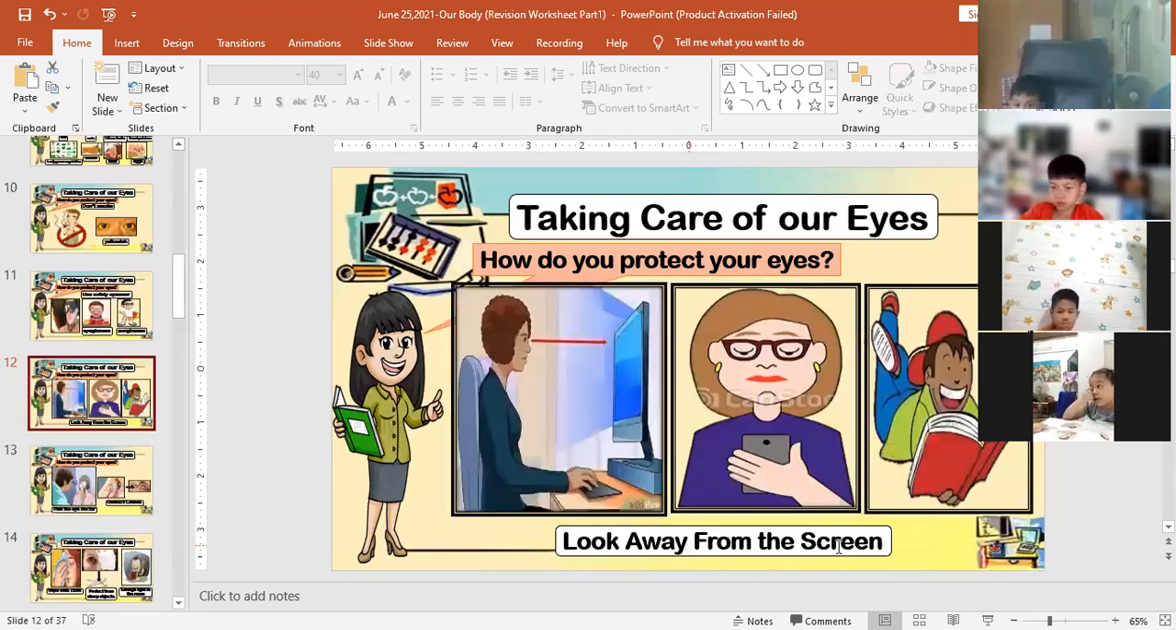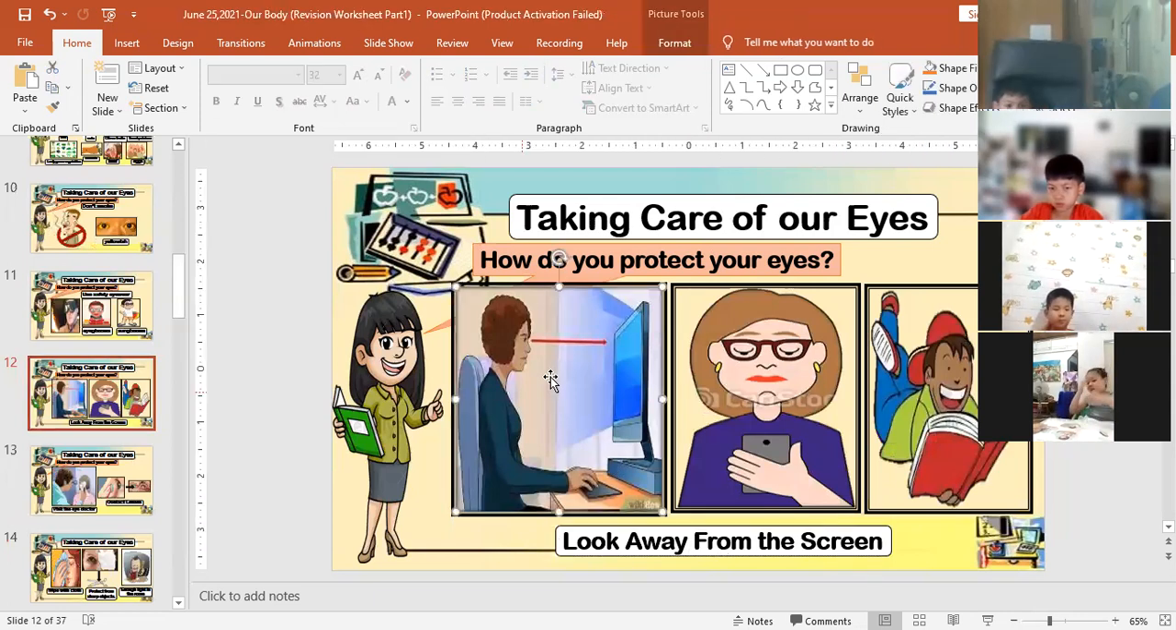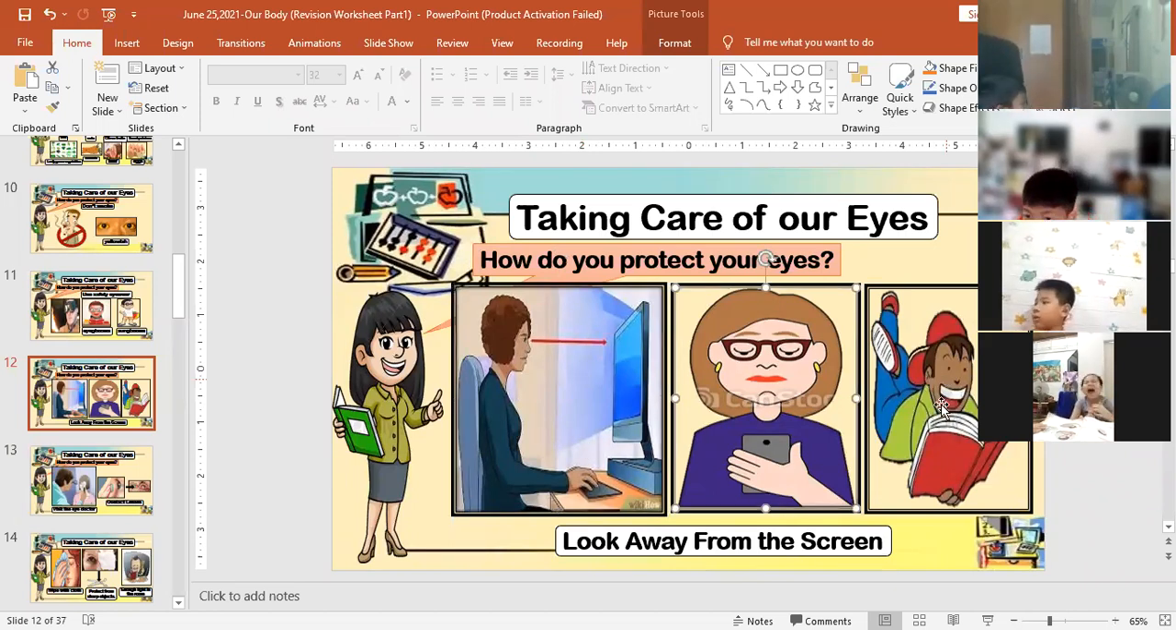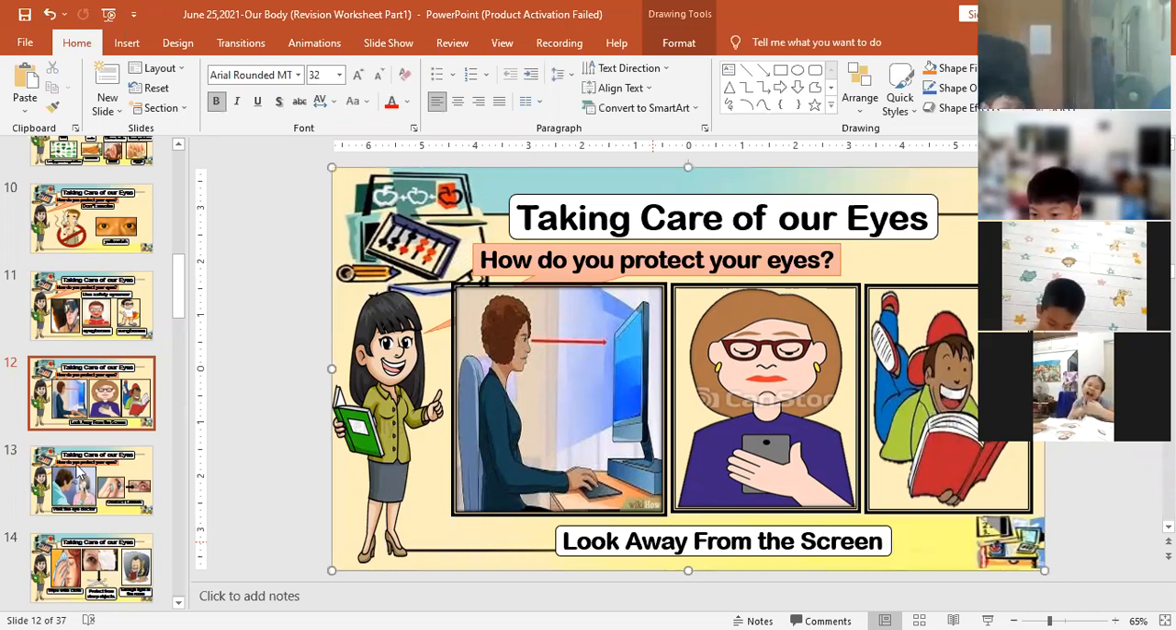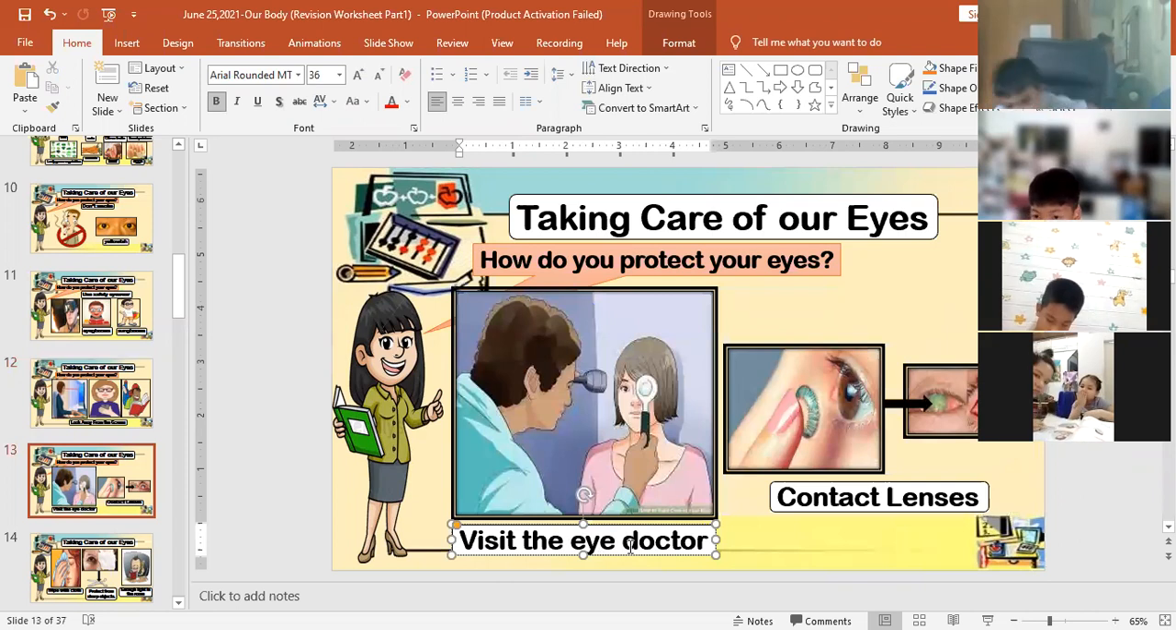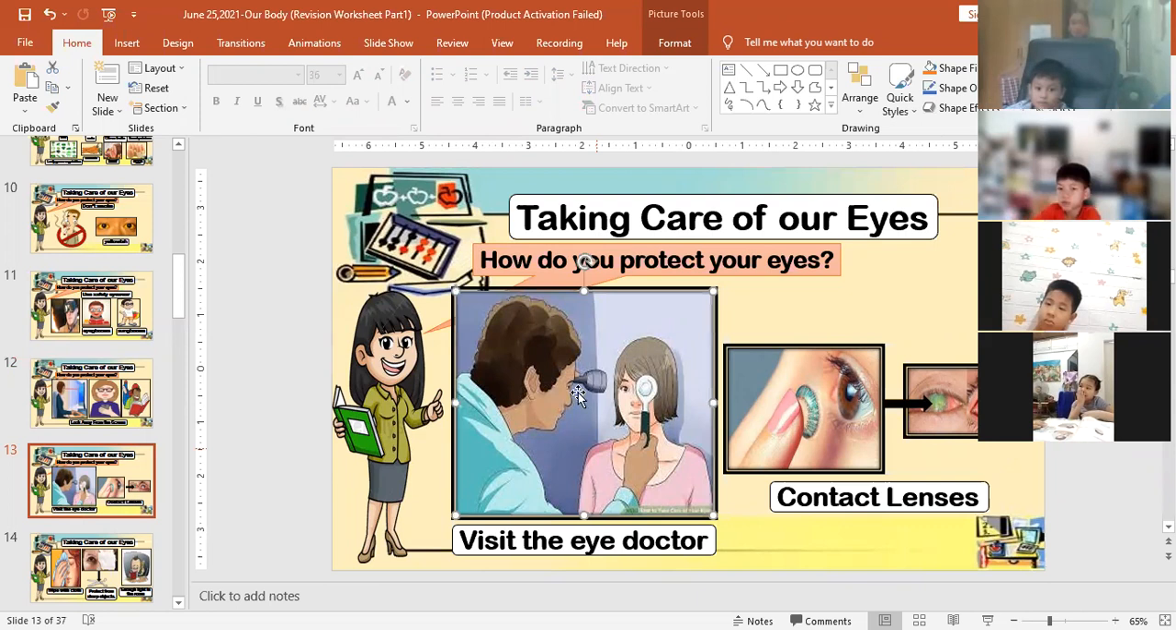Look away from the screen. For example, when you are using computer, phone, cell phone, or iPad, you look away from the screen. How about when you are reading books? You also look away from the book. We also have visit the eye doctor, or the doctor of the eyes, just like what the girl and the doctor are doing in the picture.